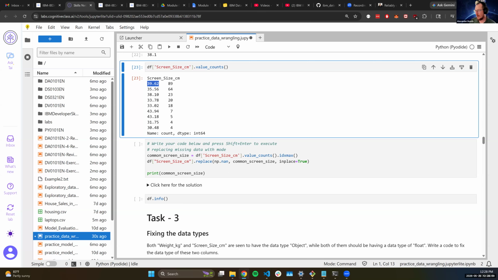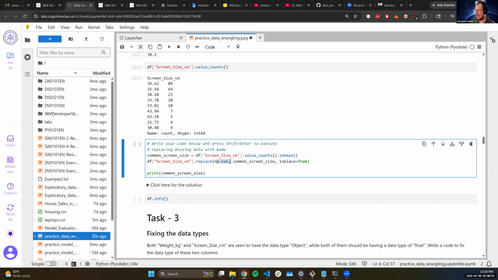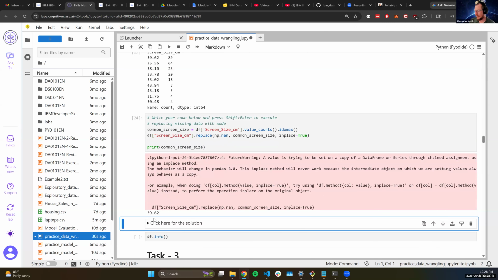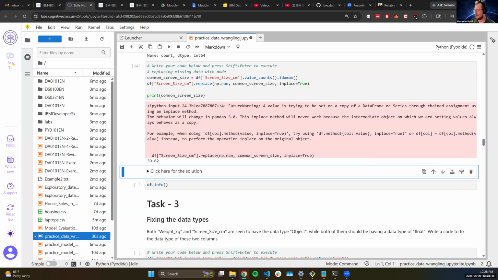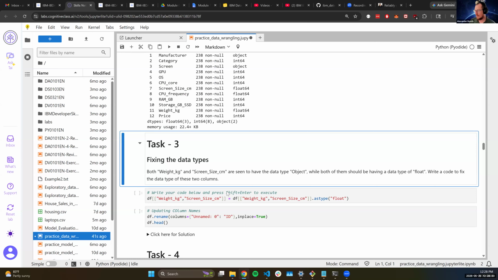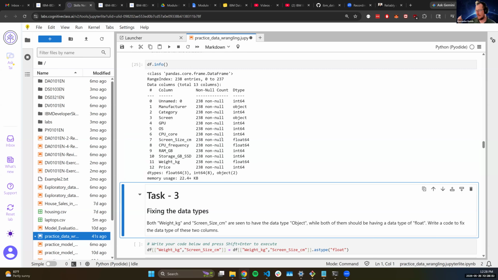So that's kind of what we're doing. We're grabbing the mode, and then we're going to replace the null values with that mode. So if all goes well, we should have replaced them all with 39.62. And if we look at our .info, no more missing values. Hooray.